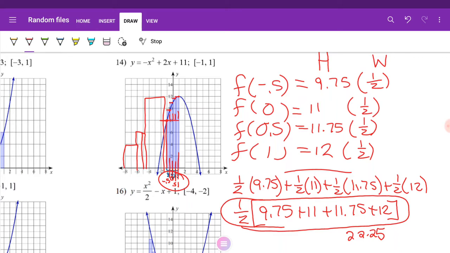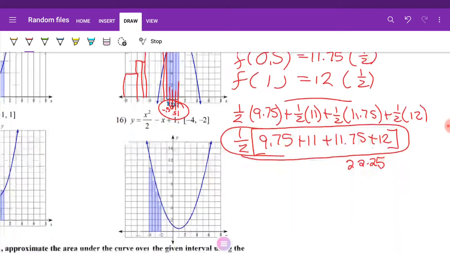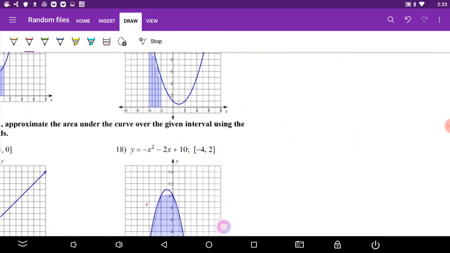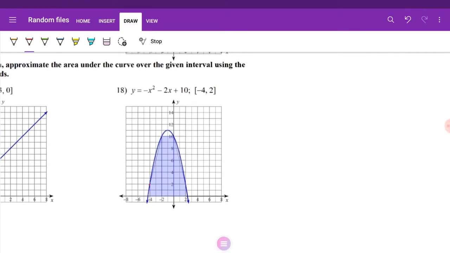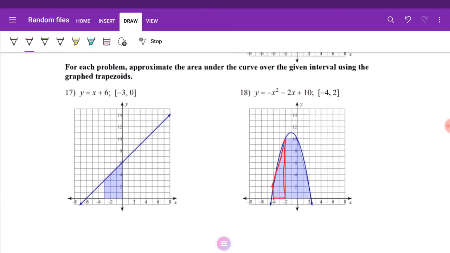Now, last one I want to talk about real quick is 18. Because it's trapezoids, when you're drawing it, it's connected right here and right here and right here. You see your trapezoid? On all of these, your trapezoids are sideways. Maybe I should draw this picture. This one looks like one big trapezoid, but it's actually 3 trapezoids.